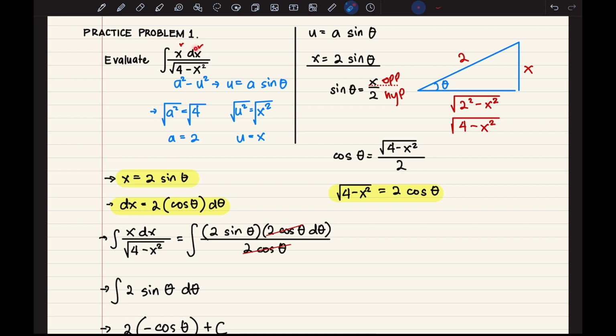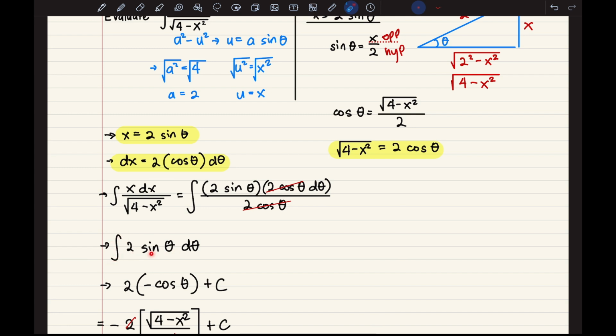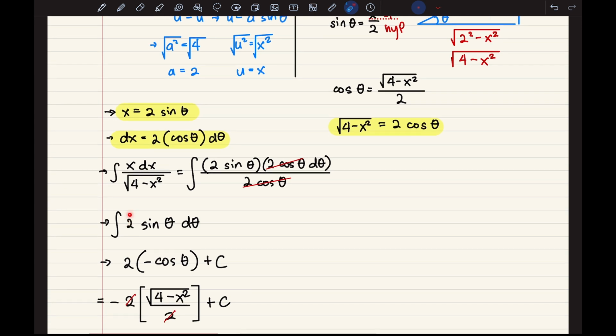Then we simply replace all the x variables in our integrand with the corresponding trigonometric functions. For x, that is 2 sine theta. For differential x, that is 2 cosine theta d theta. And for the square root of 4 minus x squared, that is 2 cosine theta. Cancel everything that can be cancelled. So our integral will be the integral of 2 sine theta d theta. Integrating, the constant can be taken outside of the integral sign, and the integral of sine is negative cosine theta plus c. So this is now our integral in terms of theta.